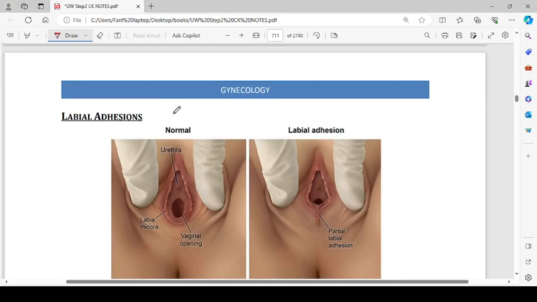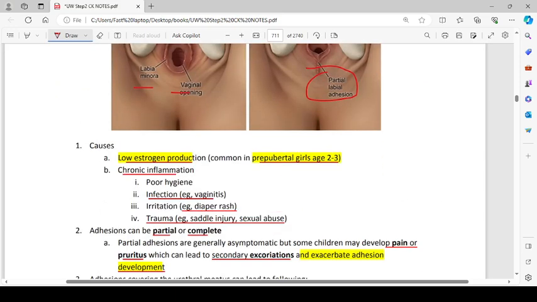Then we have labial adhesions. Normally the vagina should look something like this: this is the urethra, labia minora, and vaginal opening. But if there is an adhesion, that is a partial labial adhesion downwards, it looks something like this. Causes: low estrogen production, common in prepubertal girls, age 2 to 3.